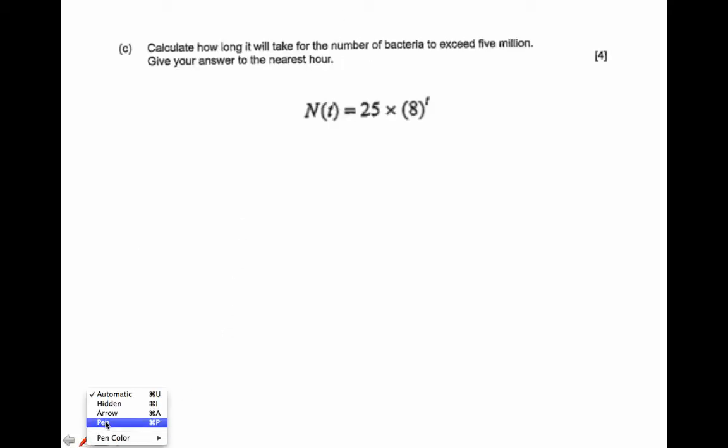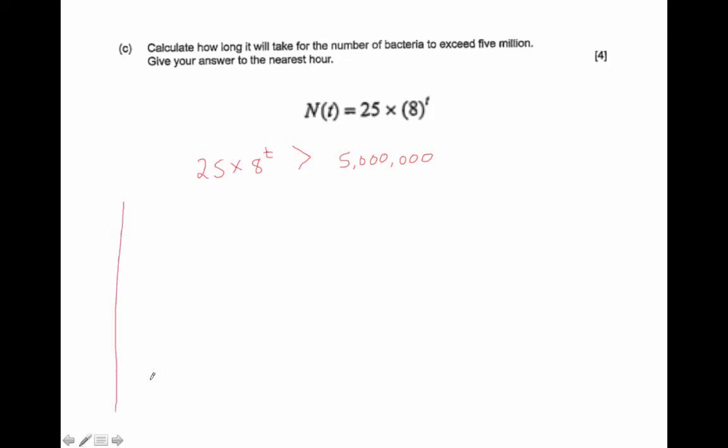Calculate how long it would take for the number of bacteria to exceed 5 million. Give your answer to the nearest hour. So we want this equation, 25 times 8 to the power of t, to be greater than 5 million. So how are you going to do that? Some people used nsolve and changed t for x. You could also think about it graphically.